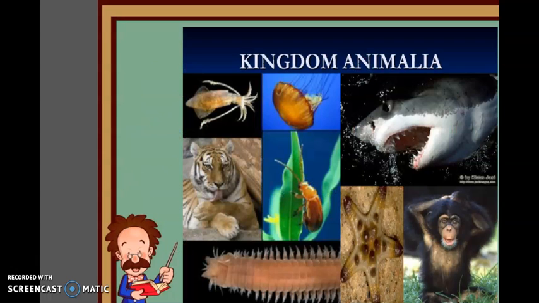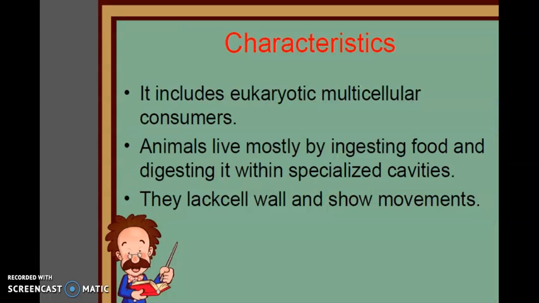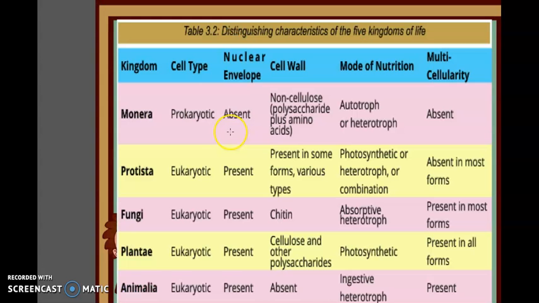The next one is the kingdom Animalia. The kingdom Animalia includes eukaryotic multicellular consumers. Animals live mostly by ingesting food and digesting it within specialized cavities. They lack cell wall and show movements. And this table shows the overall distinguishing characteristics of the five kingdoms of life.